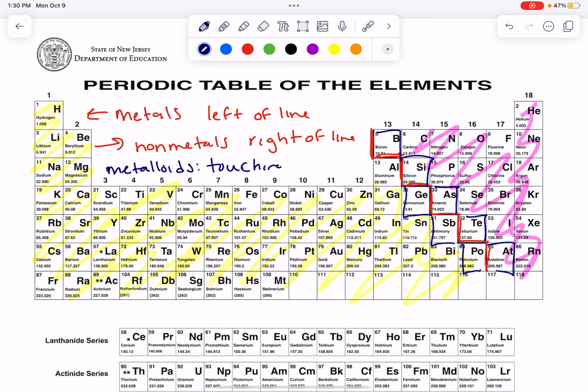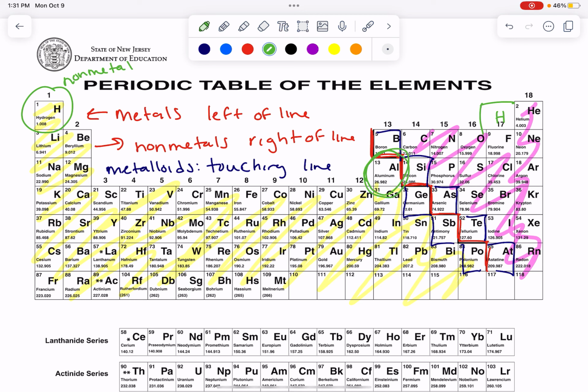They're touching the line. So that's pretty much everything, except there are a couple of little exceptions that we want to be aware of. Hydrogen is a non-metal. Some periodic tables actually have hydrogen over here, with the non-metals, but some of them have it on the left side, but we're going to remember that it's a non-metal.